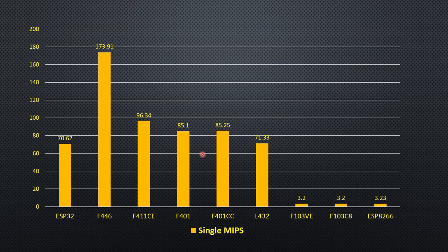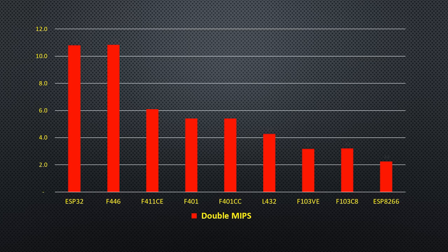Again, the other F4 chips are similar in performance. And the F103 and the ESP8266 are much, much slower because they have no coprocessor. But what about double precision? Here, the ESP32 has a similar performance as the F446. The low-power L432 loses a little. But interestingly, the slow F103 chips are not slow in this benchmark.